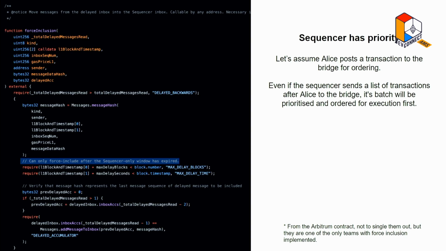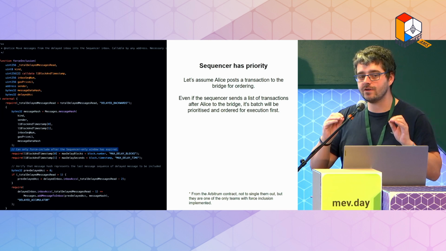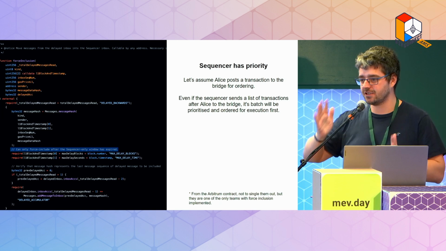Anyway, so in their contract, in their bridge, the sequencer has priority. The sequencer's transactions can always be ordered before the users'. And they have like a 10-minute window or such to get the sequencer's transactions in.